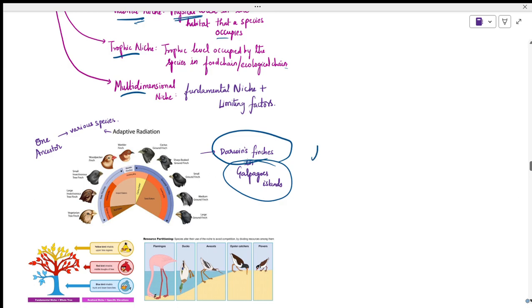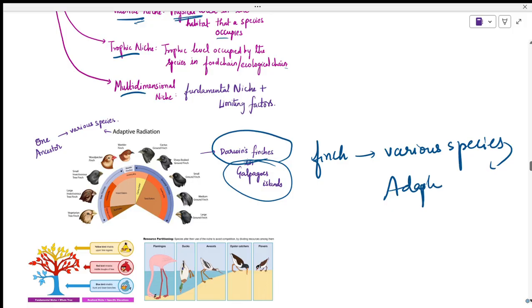Next, this Darwin, he went to Galapagos Island and he observed Darwin's finches. So one finch is developing into various species and it is called adaptive radiation.